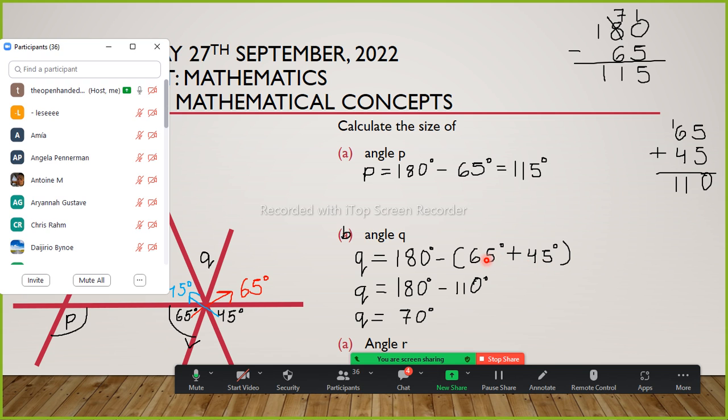If you add them two together, what do you get? Mr. Terrell, if you add 65 and 45 together, what do you get? 110. 110? Yes, 110. And so we do 180 degrees minus 110, which is what?